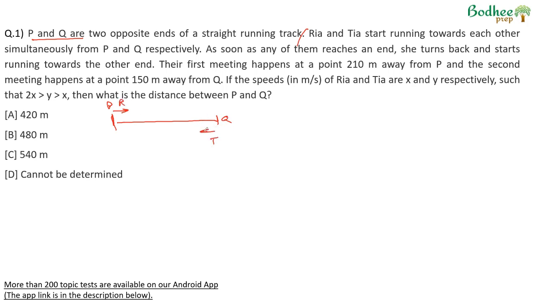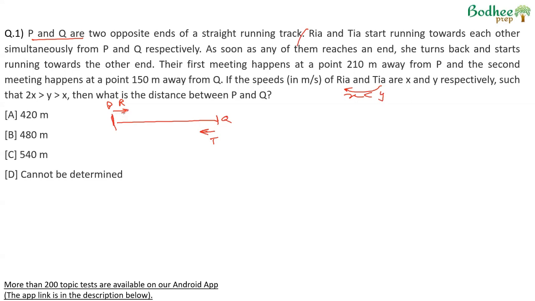As soon as one of them reaches an end, she turns back and starts running towards the other end. The first meeting happens at a point 210 meters away from P, and the second meeting happens at a point 150 meters away from Q. If the speeds of Ria and Tia are x and y such that 2x is greater than y, which is greater than x, therefore Tia is faster than Ria, then what is the distance between P and Q?